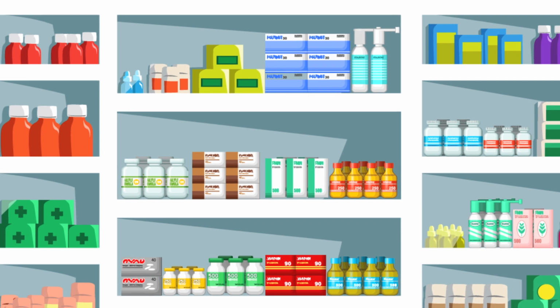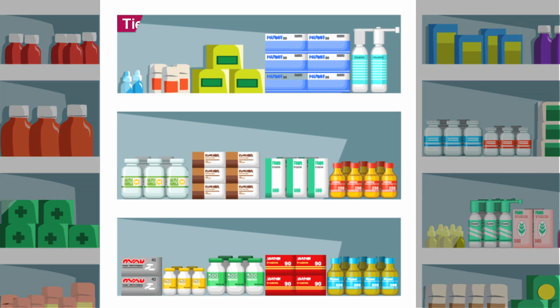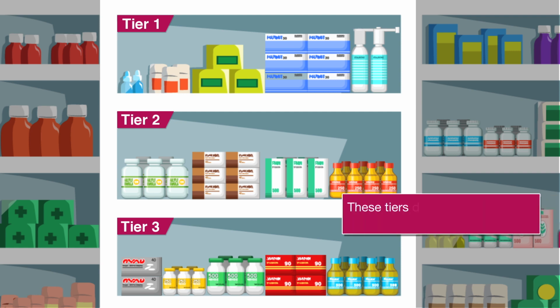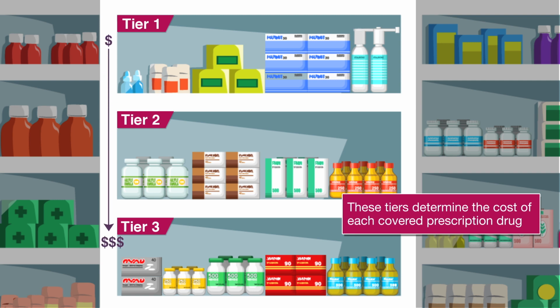As you view different Medicare Part D plan details, you may notice that brand name and generic prescription drugs are categorized into tiers. These tiers determine the cost of each covered prescription drug. The lower the tier, the less expensive the drug. Tier 1 tends to include mostly generic drugs.